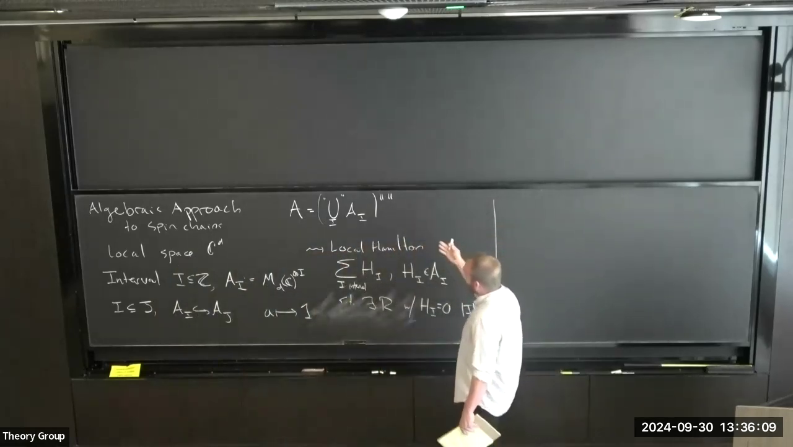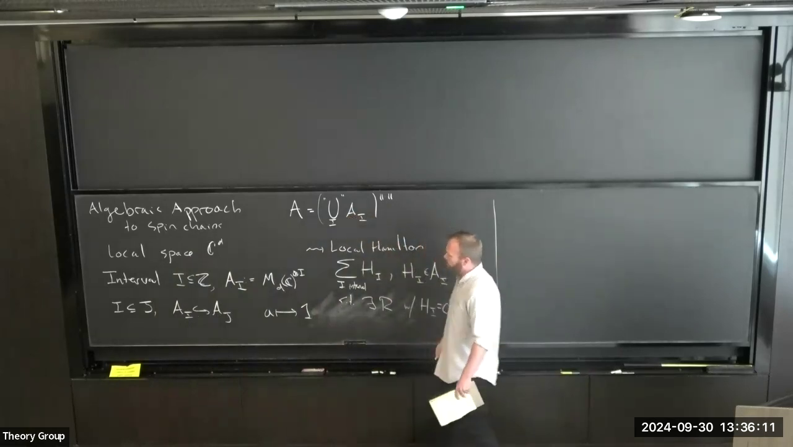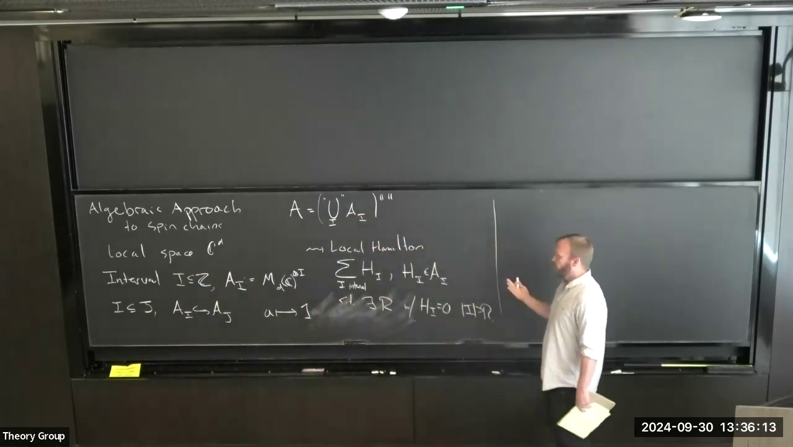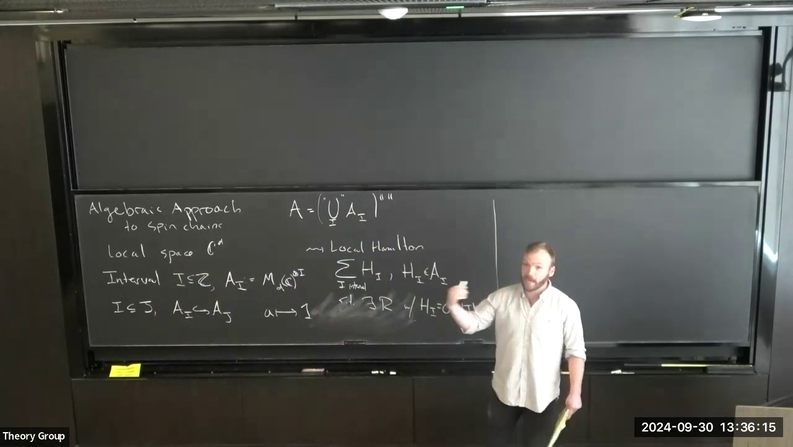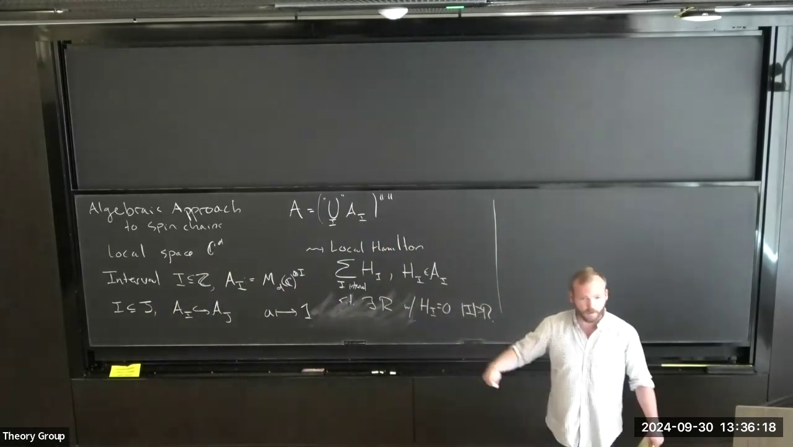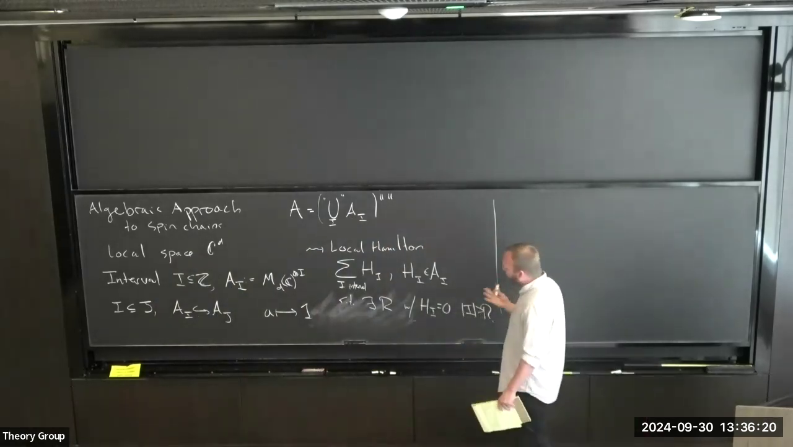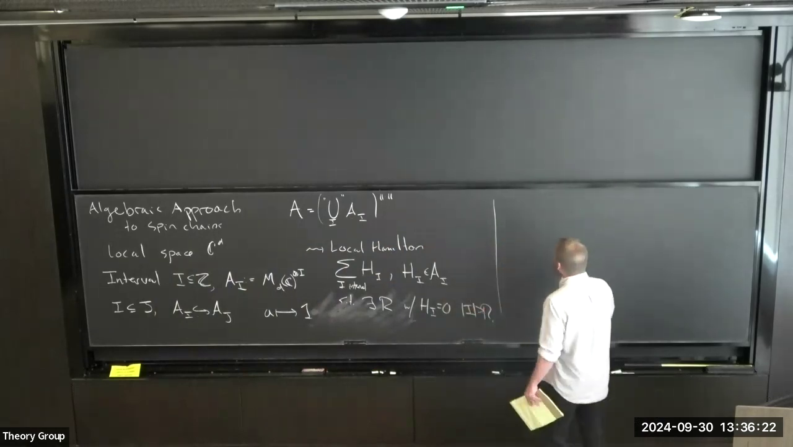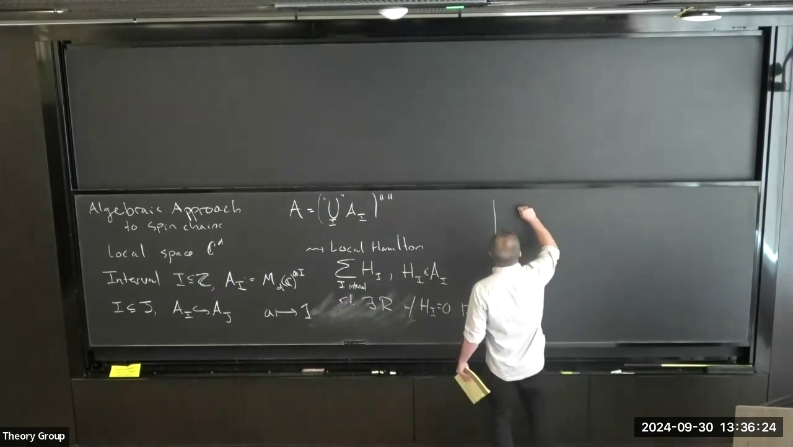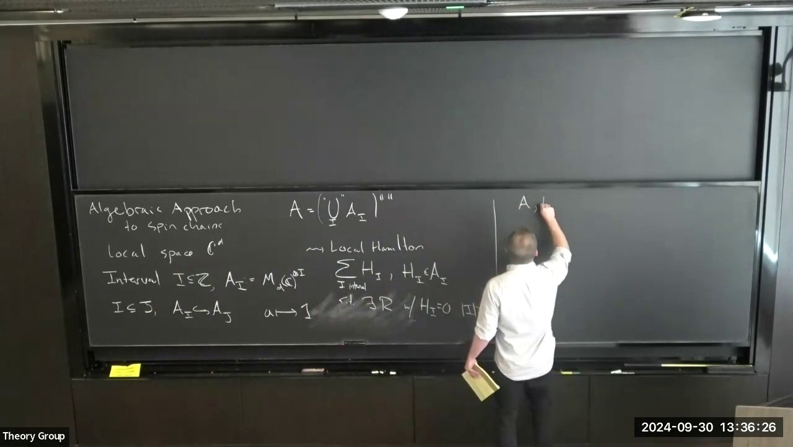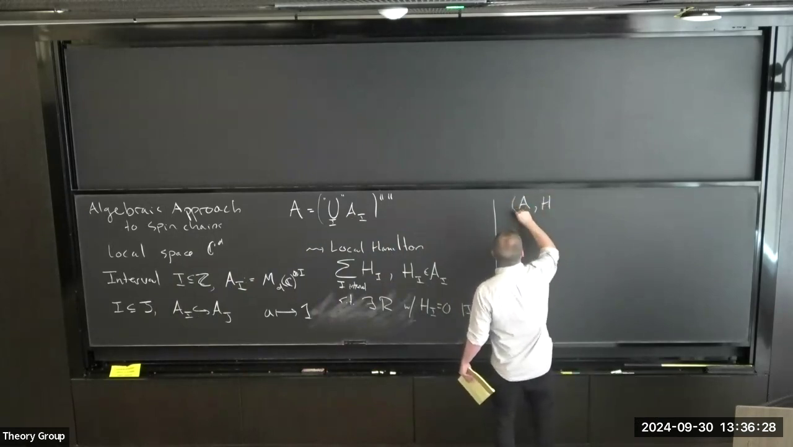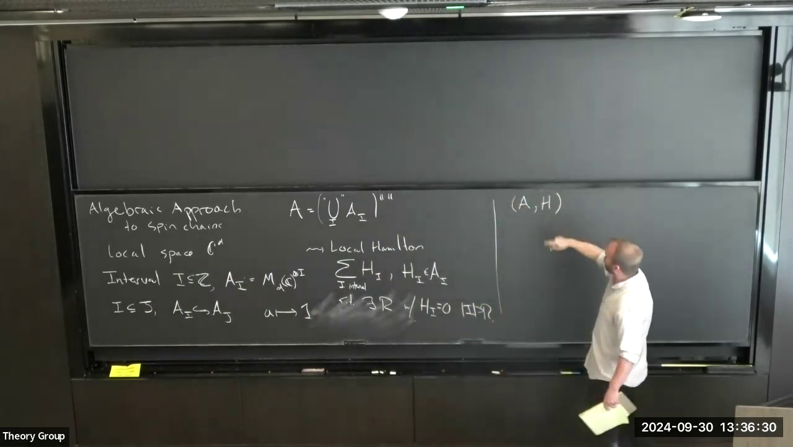And so when you're studying Hamiltonians on spin systems, there's a bunch of different notions of equivalence. So for example, if you're studying gapped Hamiltonians, you might consider adiabatic equivalence or something like this. But one natural notion is the following. So if I have two spin systems, so this is one spin system, quasi-local algebra with local Hamiltonian.